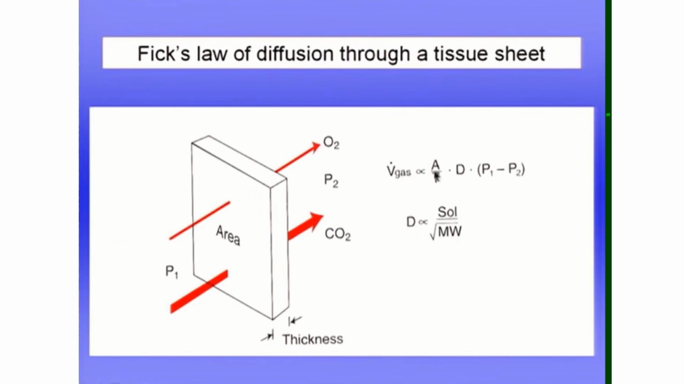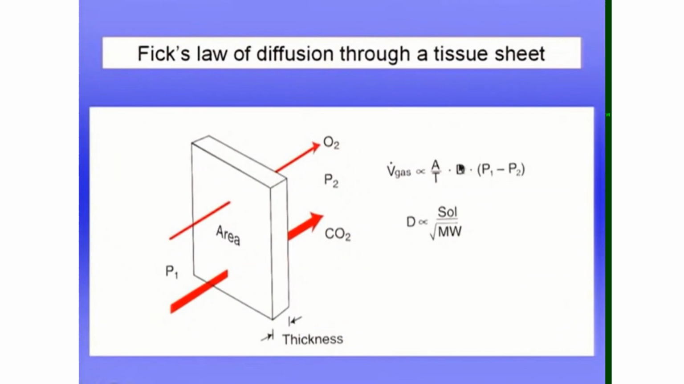Inversely proportional to the thickness, and again that makes sense, because clearly the thicker the barrier, the more obstruction there is to the passive diffusion through it. Proportional to a diffusion constant called the diffusivity, which we'll deal with in a few minutes, and also proportional to the difference in partial pressure, P1 minus P2, across the barrier. Well, now, we've already seen that the structure of the blood-gas barrier in the human lung is extremely well suited to diffusion according to Fick's law.